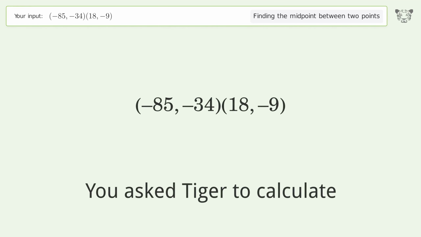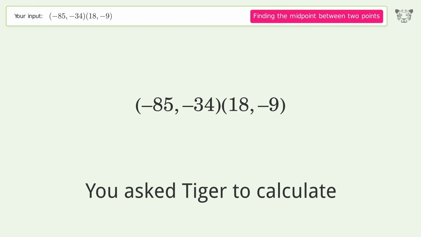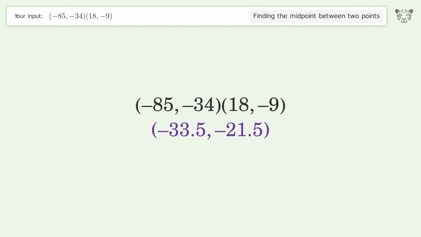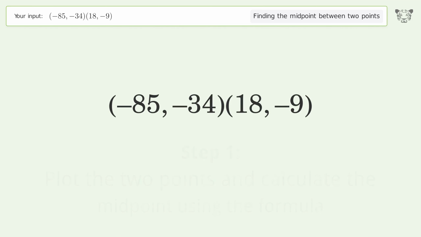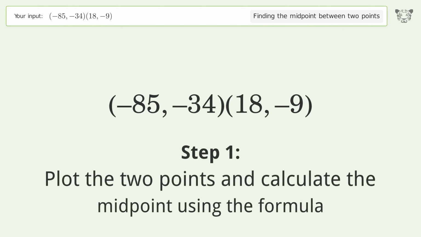You ask Tiger to calculate. This deals with finding the midpoint between 2 points. The midpoint between the 2 points is -33.5, -21.5. Let's solve it step by step. Plot the 2 points and calculate the midpoint using the formula.